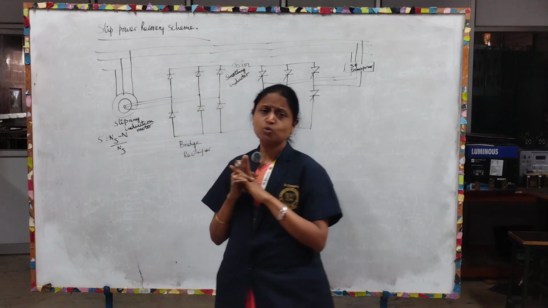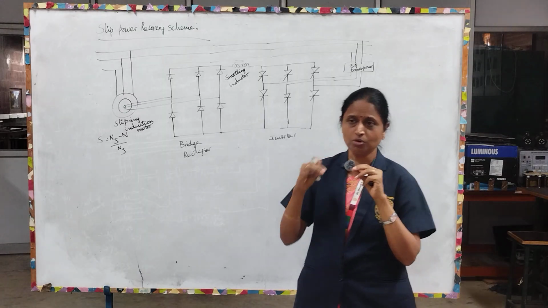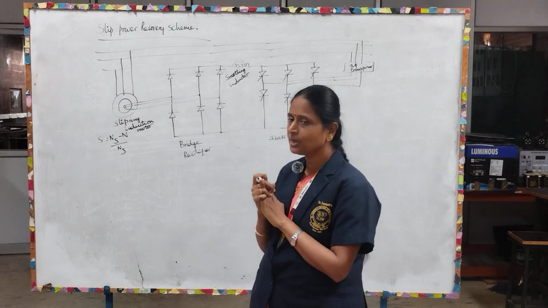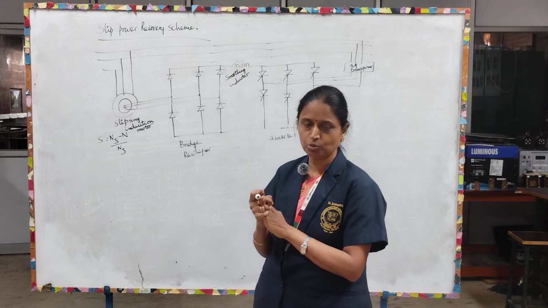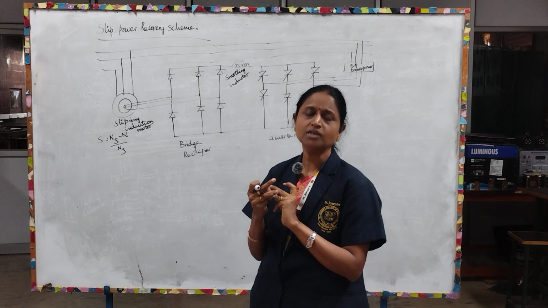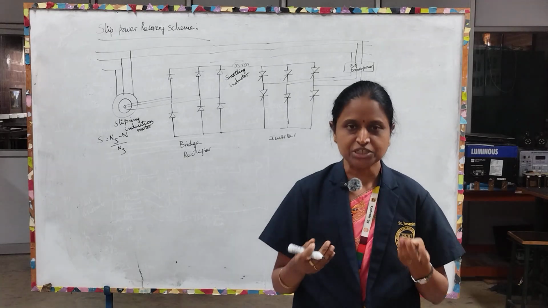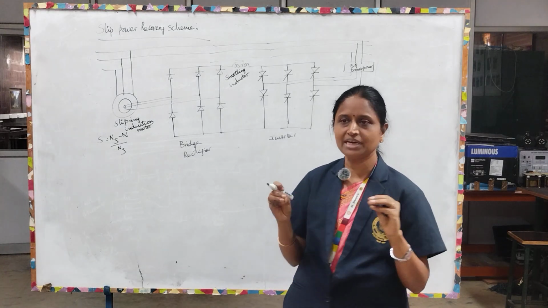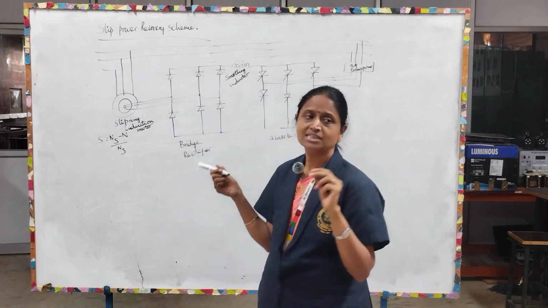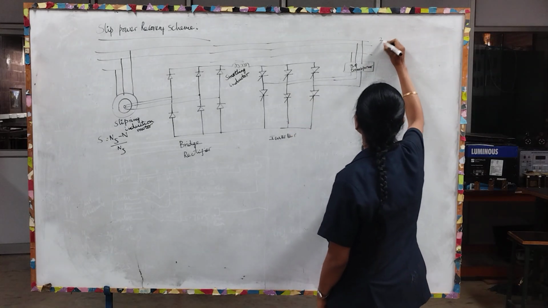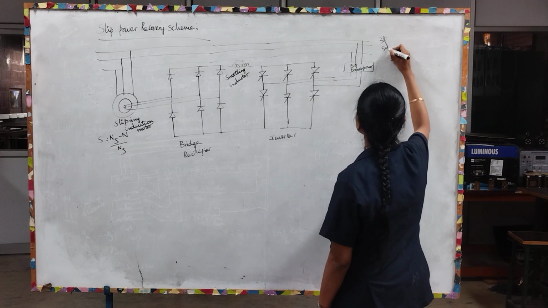In a squirrel cage induction motor, the rotor bars are short circuited with the help of end rings, whereas the slip ring or wound rotor induction motor is mainly used for speed control applications, that is variable speed applications. Most of the variable speed applications, we prefer slip ring or wound rotor. Here we are having three-phase supply lines.